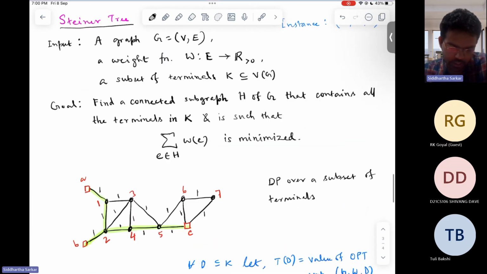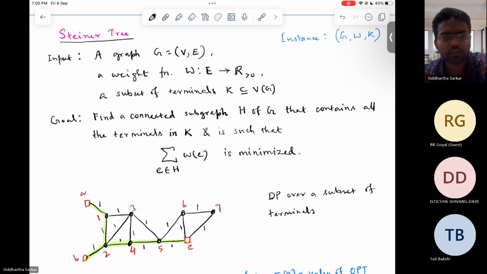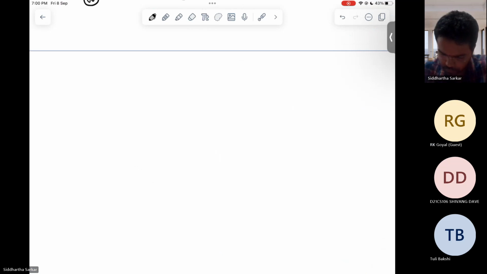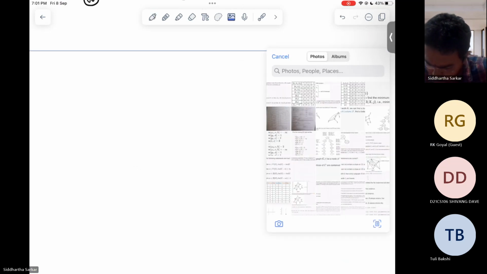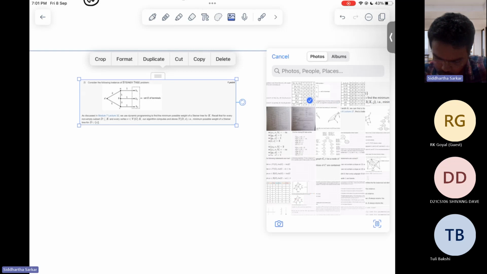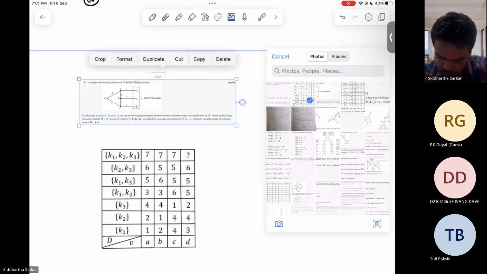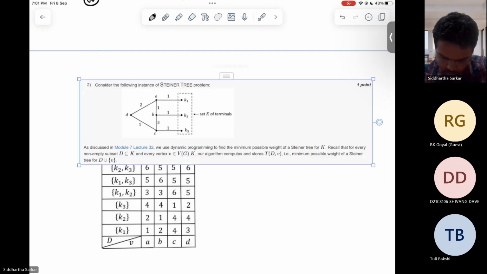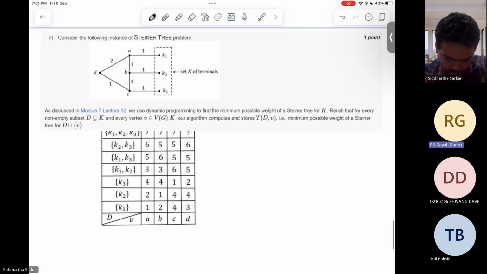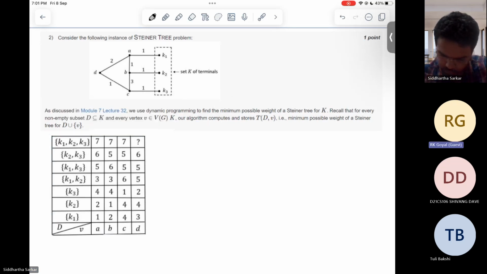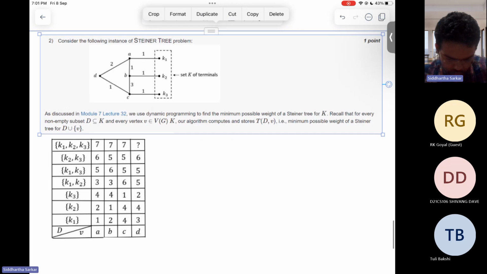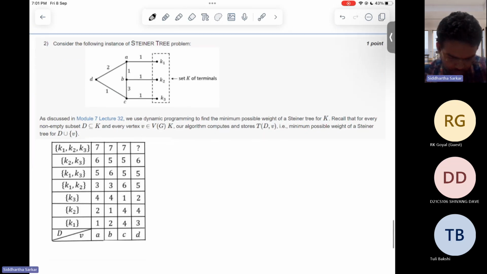Okay, so the Steiner tree definition is done. Let's look at the question that we're interested in. This is the question, and this is also part of the question. Let you look at the question, and meanwhile we'll take a 5 minutes break because it's already 1 hour. So this is the question. We'll solve this question after 5 minutes.